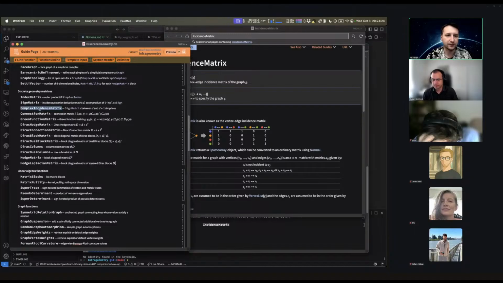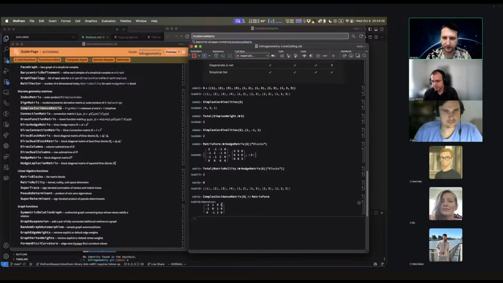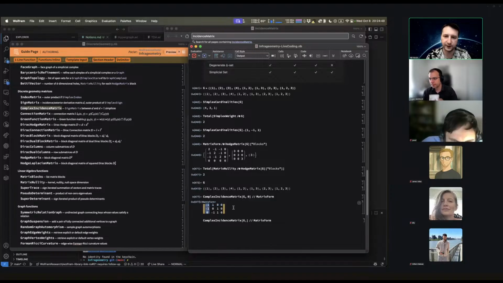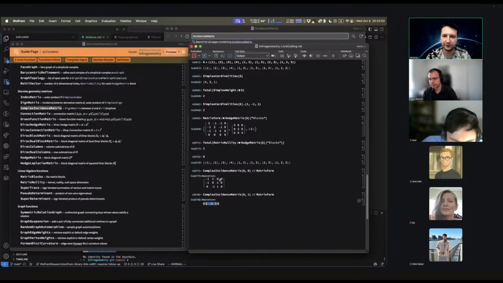Okay, and I think this complex incidence matrix does something very similar. Maybe by default it takes some dimension, I don't remember. I think 0 means between vertices and edges, right? So it's k versus k plus 1. So there are 4 vertices, 3 edges, right? If it's 1, this is a single face, 3 vertices. So we get all these different blocks.